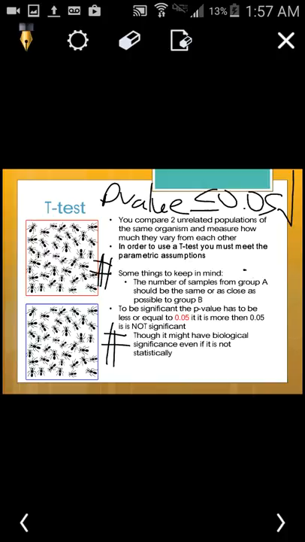Start from here. Some things to keep in mind: the number of samples from group A and group B should be the same. To be significant, the p-value has to be less than or equal to 0.05. If it is more than 0.05, it is not significant. There is no significant difference then, though it might have biological significance, even if it is not statistically significant.